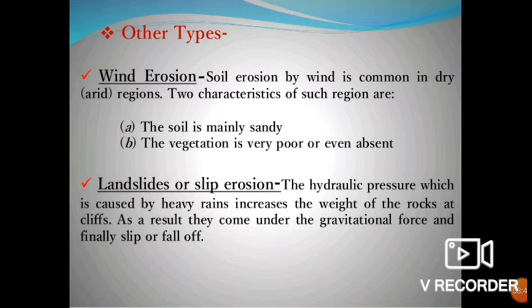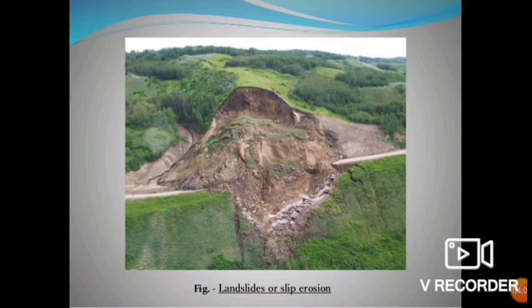Landslides or slip erosion. The hydraulic pressure which is caused by heavy rains increases the weight of the rocks at the cliff. As a result, they come under the gravitational force and finally slip or fall off. This is the picture of landslides or slip erosion.